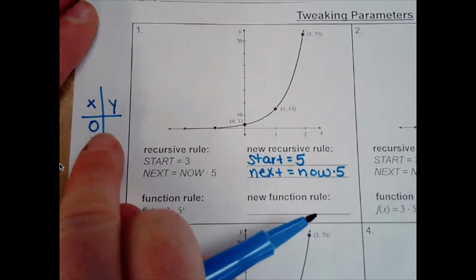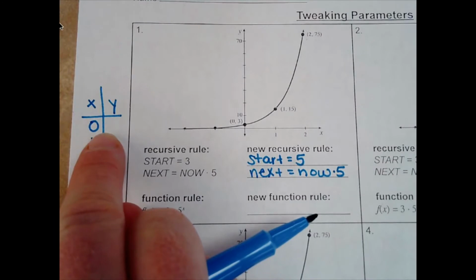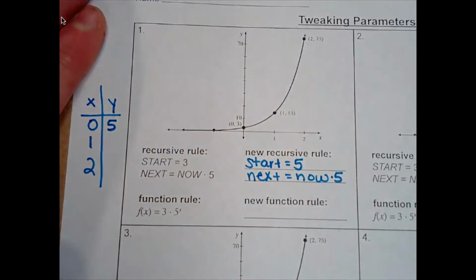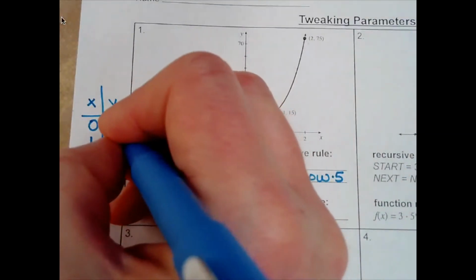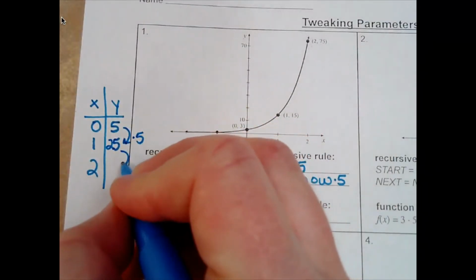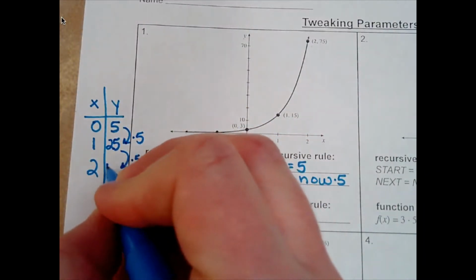So the 0 value, what is that going to be? 5, because that's what we start with. What's the next one going to be? Yeah, because it's times 5, so it's 25. What's the next one going to be? 125, yeah.